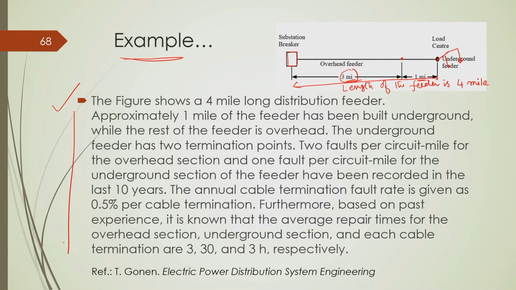So, let me go through this problem as a whole. The figure shows a 4 mile long distribution feeder. Approximately 1 mile of the feeder has been built underground. Underground feeder is made of cable, while overhead feeder is made of overhead line conductors. The rest of the feeder is overhead. The underground feeder has 2 termination points. These are the cable terminations.